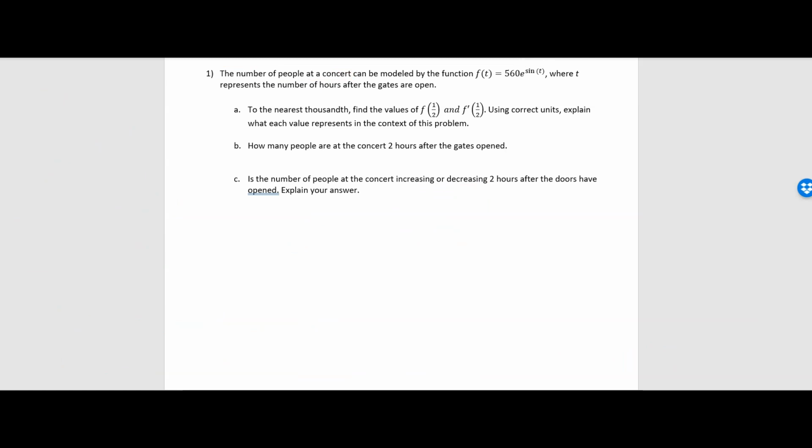Part B says, how many people are at the concert 2 hours after the gates are opened? So let's think, do we need to know the original function's value at t equals 2 or the derivative function's value at t equals 2? And this goes back to knowing what the units are for each function. Well, if we're talking about how many people, that is an f of t value, so the original function. So for B, all we have to find is f of 2. So we hop right back over to our calculator.